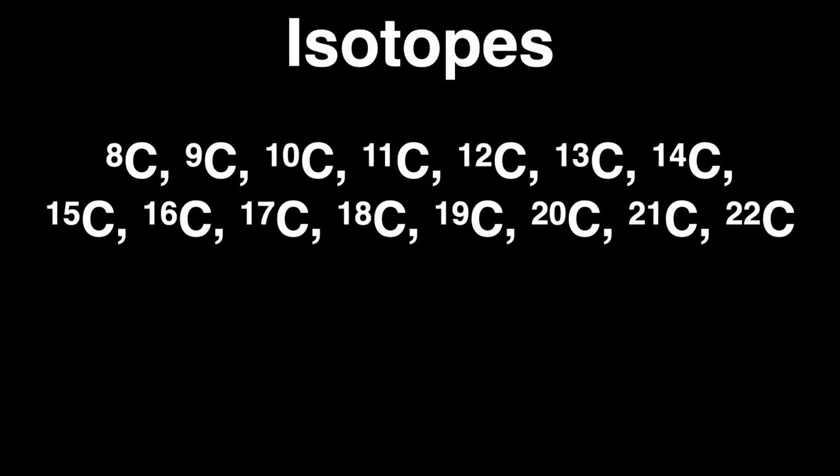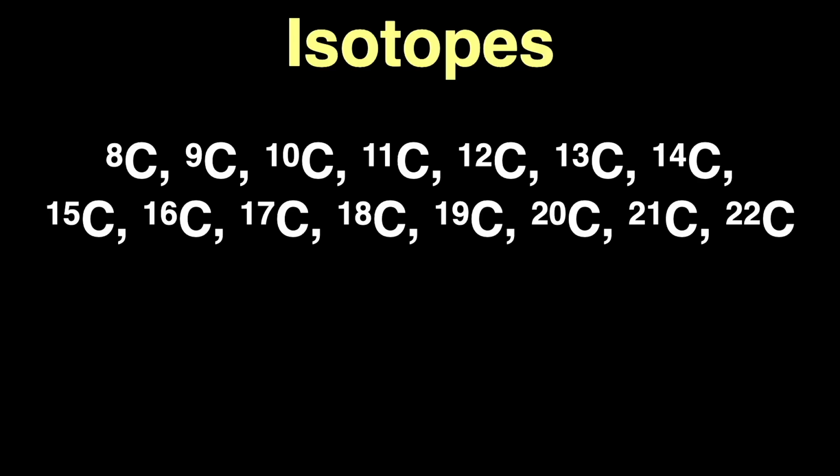Each element has many different forms. For each specific element, the number of protons in the nucleus is the same, 6 protons for carbon. But there can be different numbers of neutrons in the nucleus. All these different forms are called isotopes. They're chemically identical to each other, but with slightly different weights.